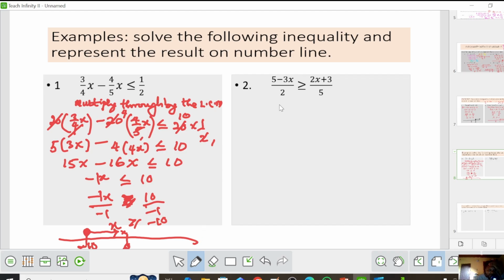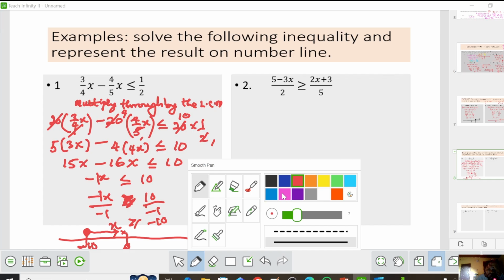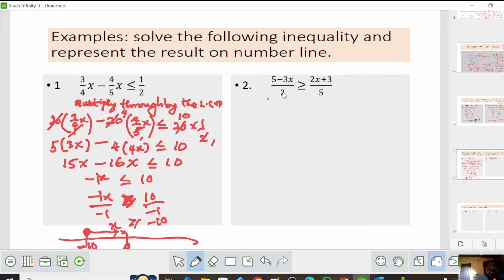So this can also be solved like that. Since we have a single fraction here and on the other side is a single fraction, you can also multiply through by the LCM, like we did here, or you cross multiply. So whichever one is applicable, that you like, you can do it like that. You can multiply through by LCM.